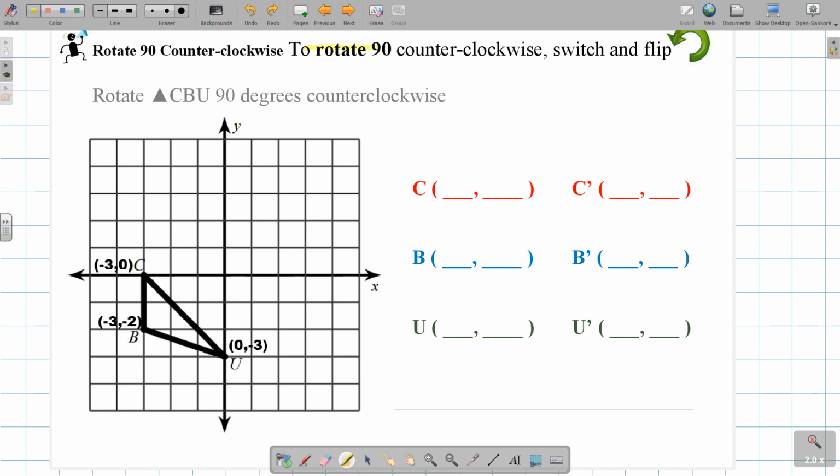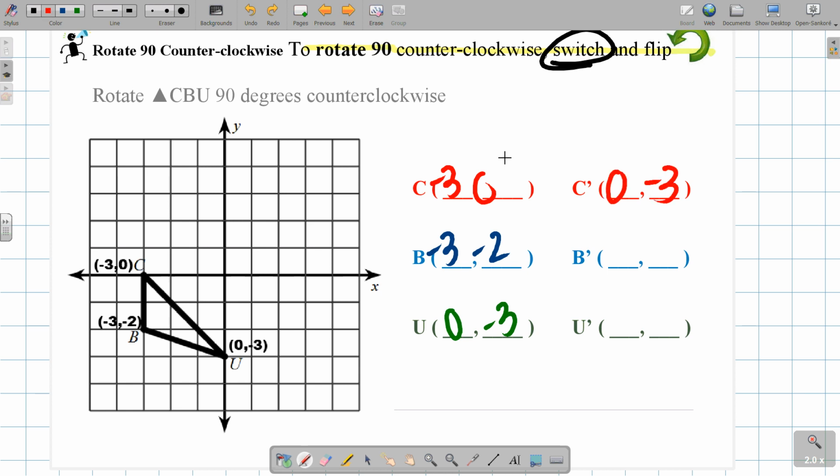To rotate 90 counterclockwise, we're going to switch and flip to the left. To rotate 90 counterclockwise, switch and flip to the left. Get your 3 points. We're going to do this again in 2 steps. Step 1, you switch. Do nothing else, just switch the orders. Now we're going to go counterclockwise. So you draw a counterclockwise arrow, flip the sign.